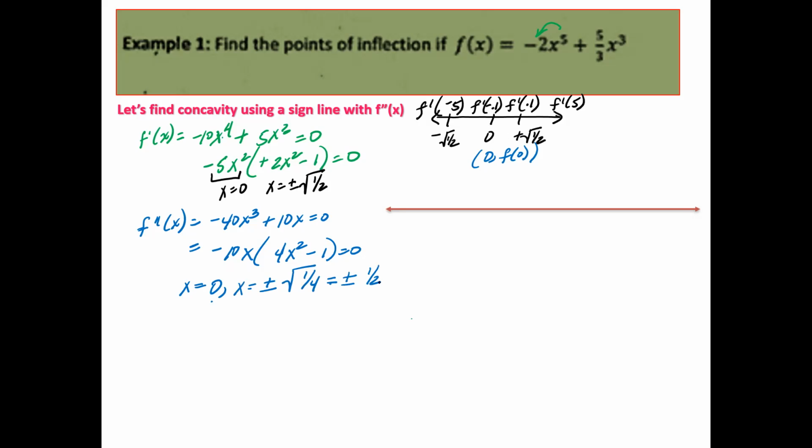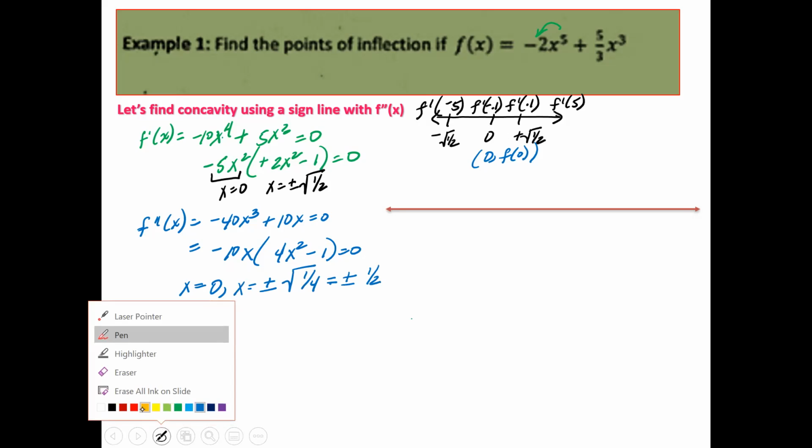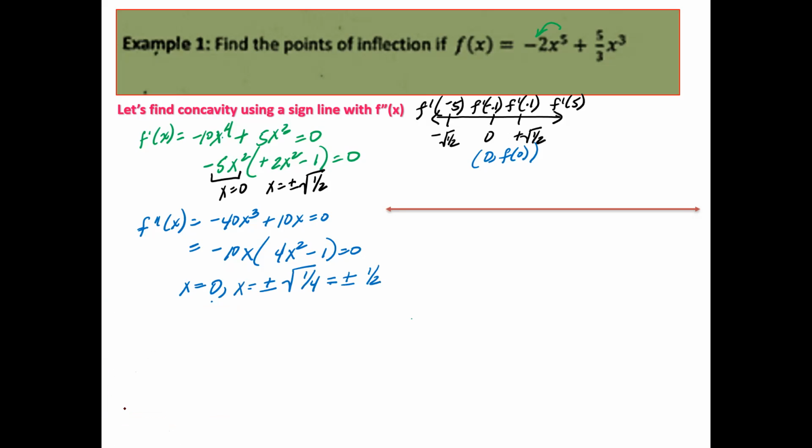So 1/2. All right, so once I have this, I'm going to put this on a sign line, and I'm going to have my negative 0.5, I'm going to have 0, and then positive 0.5. Okay, so those are my 3 points.